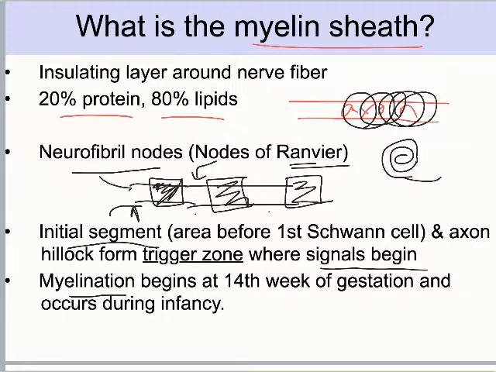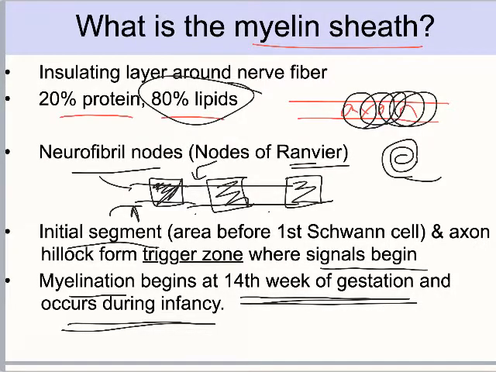Myelination begins at the 14th week of gestation, and then it keeps occurring during infancy. So it's really important to have fat. That's why you give full-fat milk, because you need lipids in the diet. Not to babies, but to toddlers.